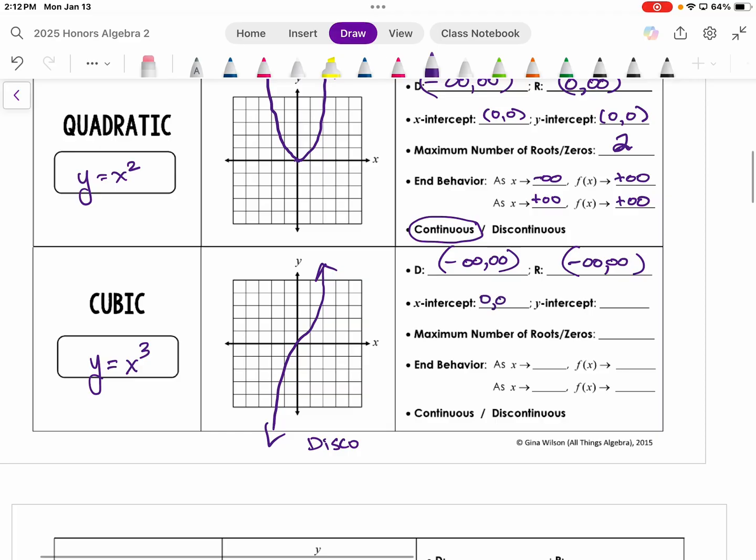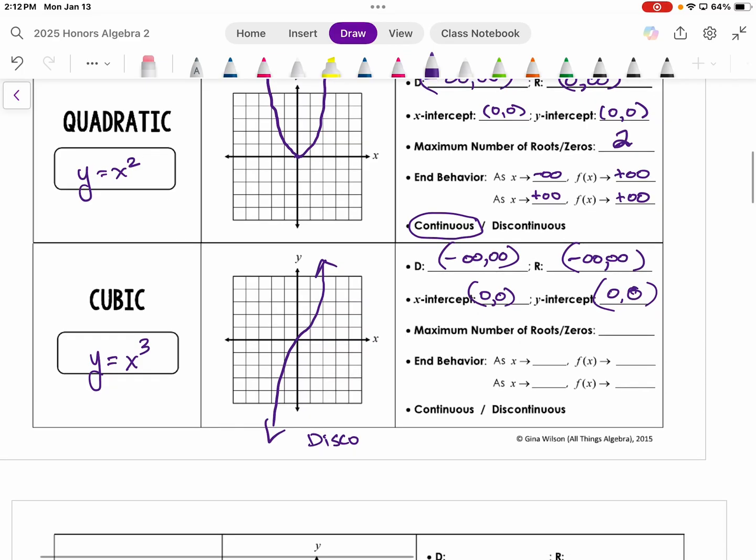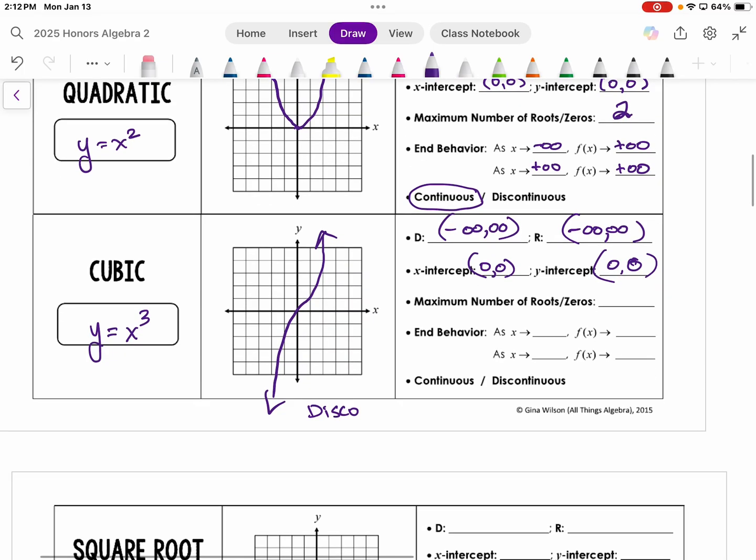Again, still crossing the origin, like most of them do. Most. Is most and all, are they two different words? Yes. Most of them go through the origin, but not all of them for parent functions.